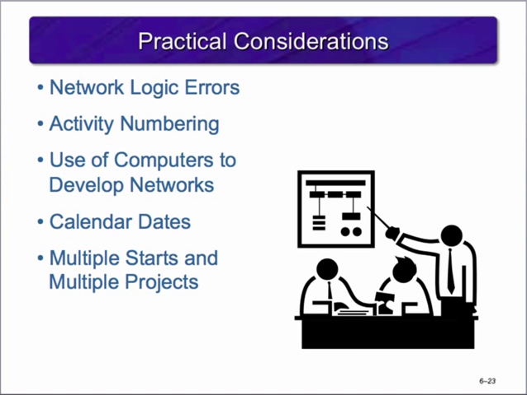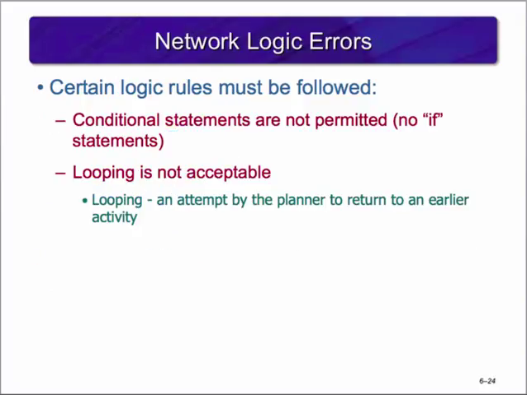When developing a project network, there are a few practical considerations. We'll talk about each of these in greater detail over the next group of slides. One practical consideration is network logic errors. The logic rules state that conditional statements are not permitted, and looping, or attempting to return to an earlier activity, is not acceptable. An example of a conditional statement would be, if the test is successful, build the prototype. The network is not a decision tree, so assume it will materialize.